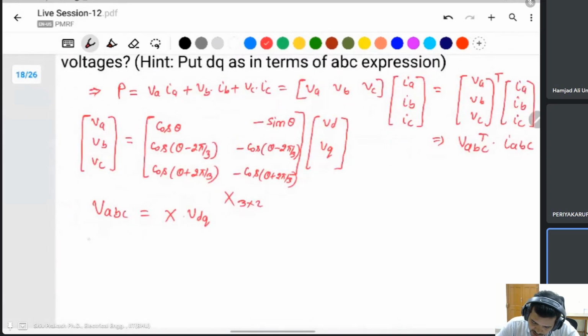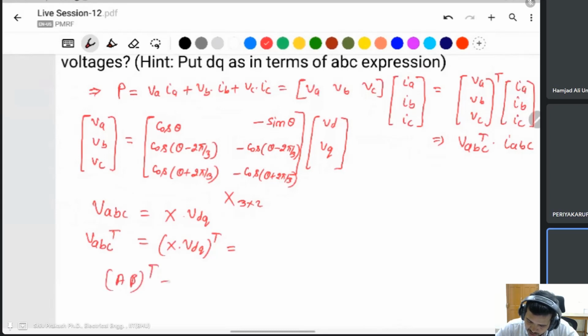Then what is the VABC transpose of this one? X into VDQ, transpose. AB transpose matrix is equal to B transpose into A transpose. That's why this is VDQ transpose into X transpose. This is all about the matrix.